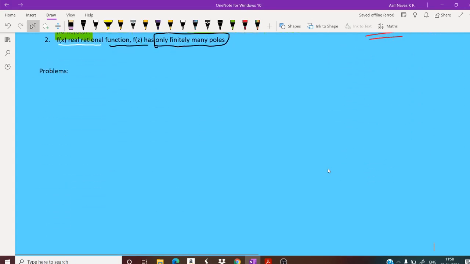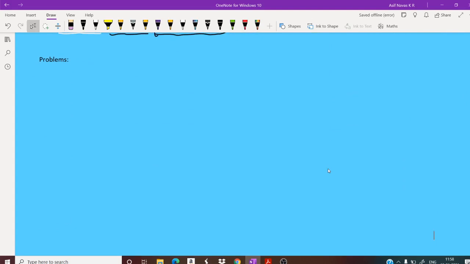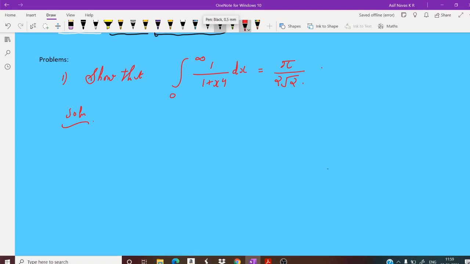So now we will do an important problem. Show that the integral from 0 to infinity of 1 by 1 plus x raised to 4 dx is equal to pi by 2 root 2. Okay, so write down this question.